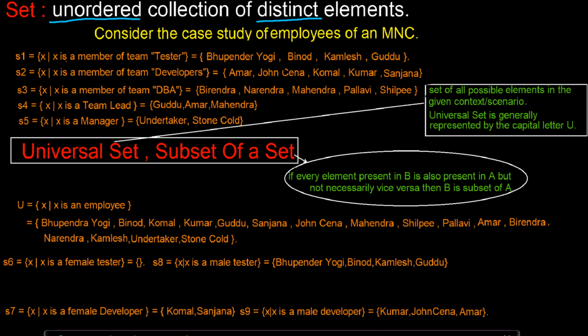So who are the testers? Bhupender, Yogi, Vinod, Kamlesh, Guddu. These are the testers. Amar, John, Sena, Komal, Kumar, Sanjana, they are developers. And Brenda, Narendra, Mahendra, Pallavi, Shilpi, they are database administrators.